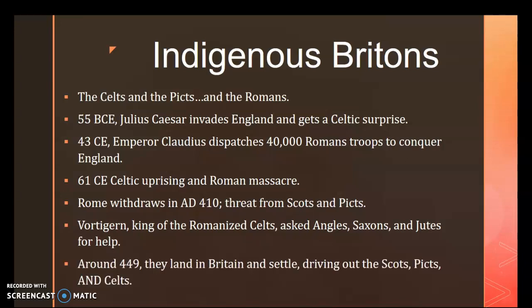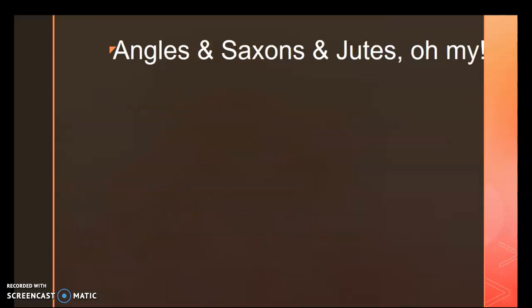These groups arrived. He asked and they came, and in 449 they arrived, but instead of fighting off the Scots and the Picts and going home, these tribes, the Angles, the Saxons, and the Jutes, eventually called the Anglo-Saxons, drove all the native peoples out of southern England, and they colonized the land for themselves.